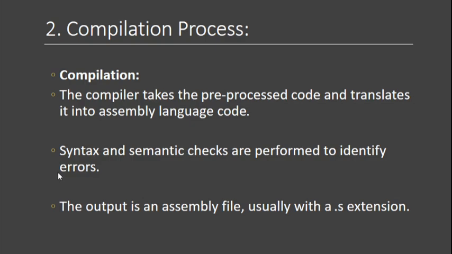Here, some syntax and semantic checks are performed to identify the errors. For example, I am writing int a equal to 10, but I forgot to write the semicolon. Or, instead of printf, I wrote print and forgot the f, so it shows an error. Or I forgot to write another double quote or semicolon, anything. These are syntax errors, and some semantic checks are done in the compilation phase. Only after the code is error free will the assembly code be generated.